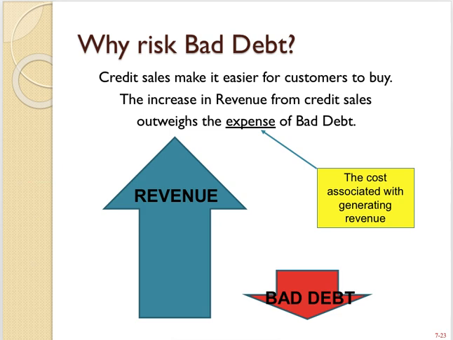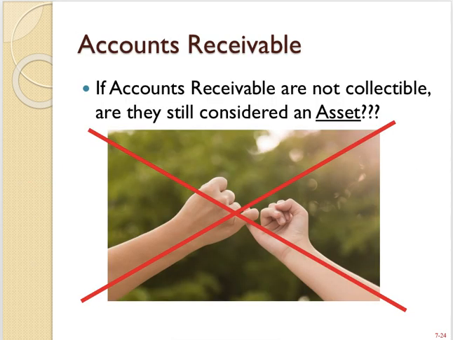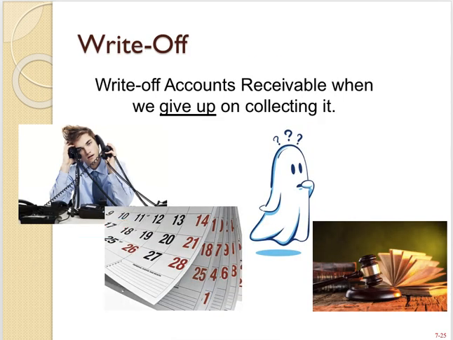So the question then is, if accounts receivable are not collectible, are they still considered an asset? Is there still future benefit there? And I think we can all agree the answer is no, right? If you're not going to get the cash, there is no future benefit. So if there's no future benefit, that means you have to remove that asset from your books or from your accounting records. And we refer to that as a write-off, okay?